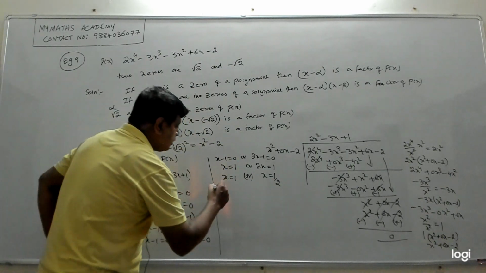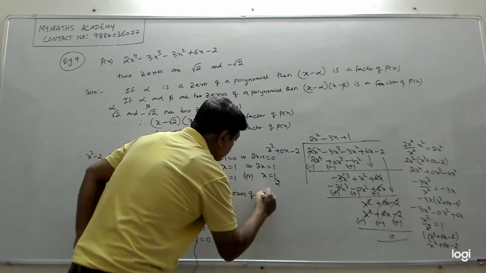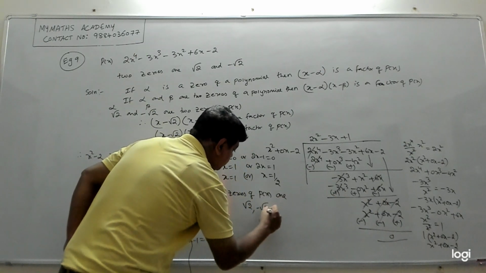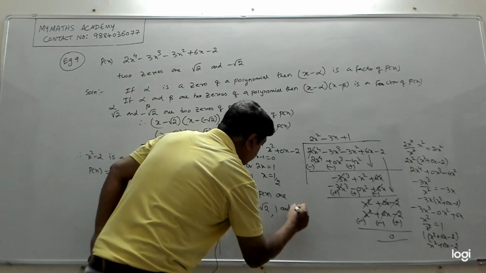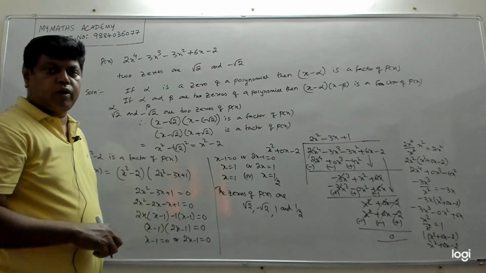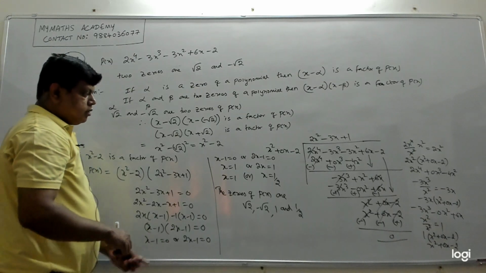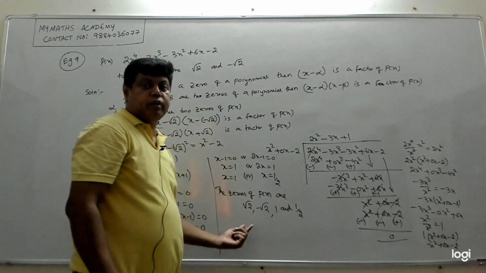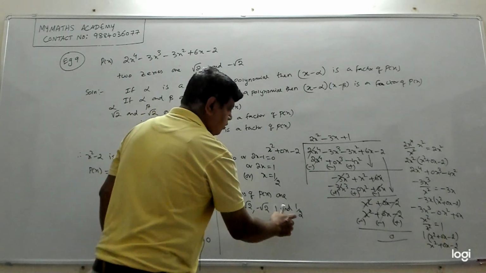So, finally the zeros of p of x are root 2, minus root 2. These two are given in the question. And then 1 and 1 by 2, which we have found. So, these two zeros are already given, and these two zeros we have found. So, totally there are 4 zeros. Right? 1, 2, 3, 4.